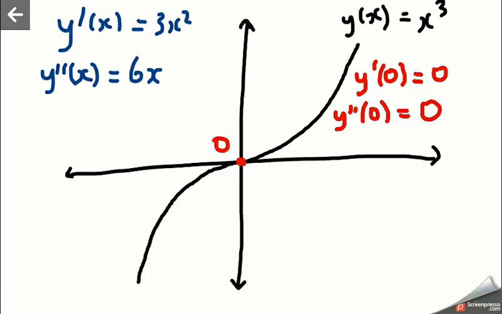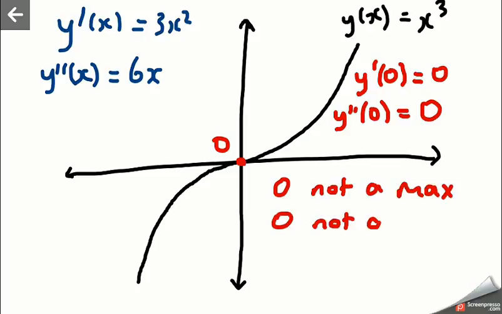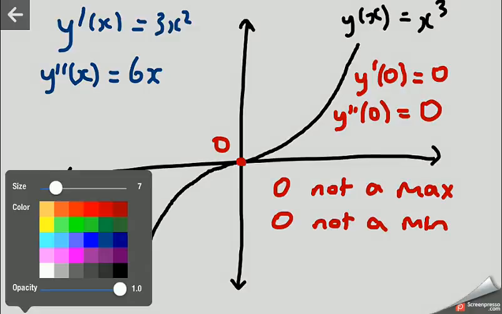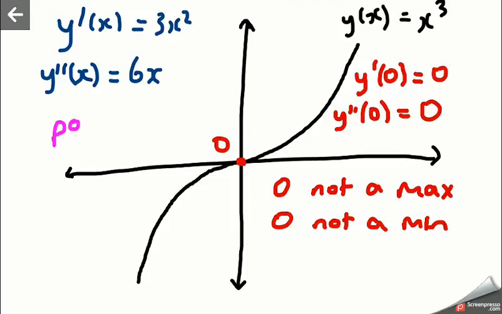Even though 0 is not a maximum and not a minimum. So 0 is neither a maximum nor a minimum, but the first derivative of y at that point is equal to 0, and the second derivative of y at that point is equal to 0. We call such a point, I believe, a point of inflection.